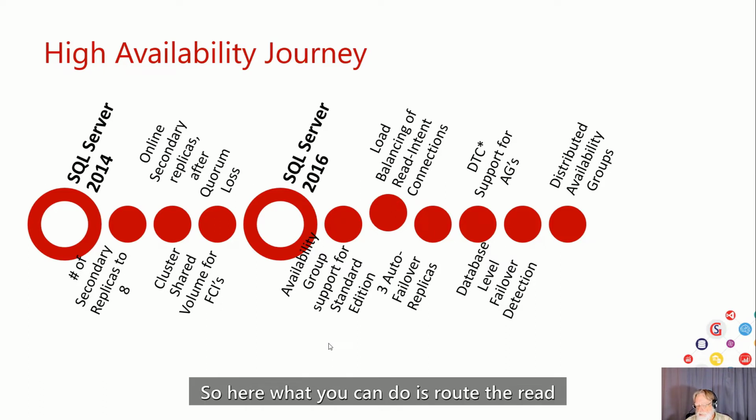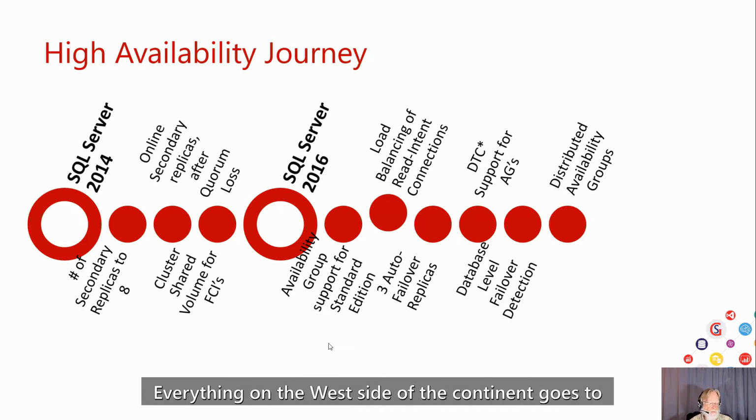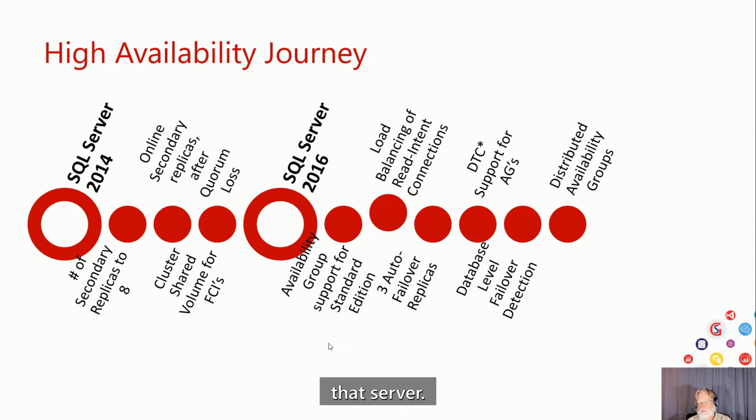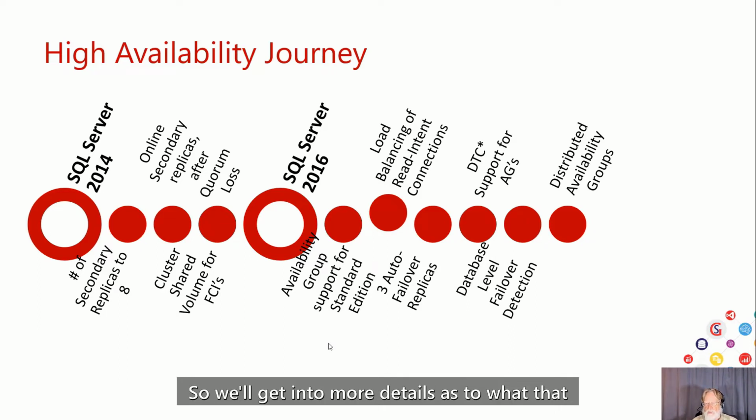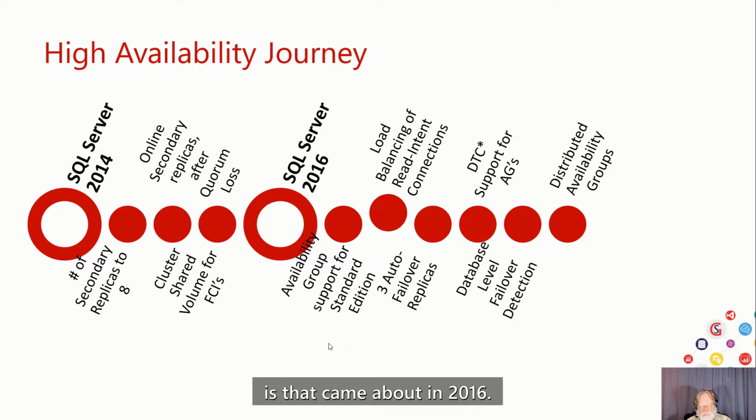So here what you can do is route the read traffic to whichever replica is closest from a networking standpoint. So everything on the west side of the continent goes to that server, everything on the east side of the continent goes to that server, and all writes are routed to the primary. So we'll get into more details as to what that is. That came about in 2016.